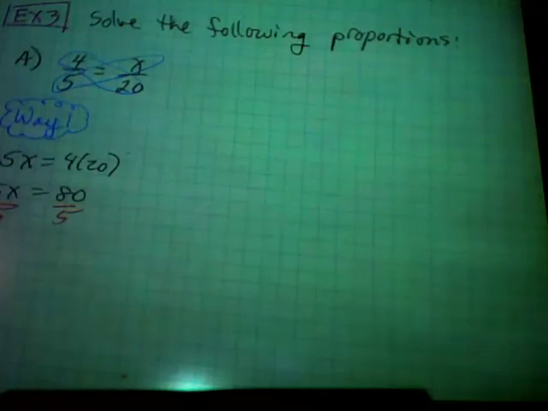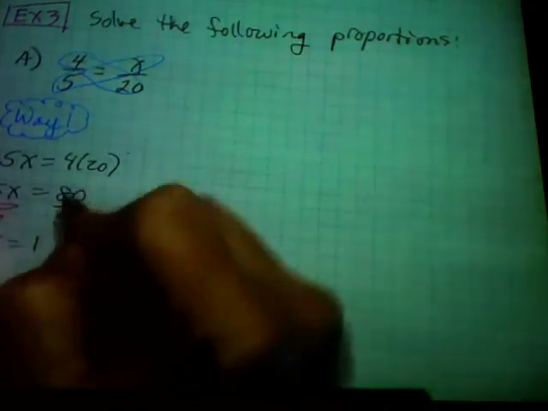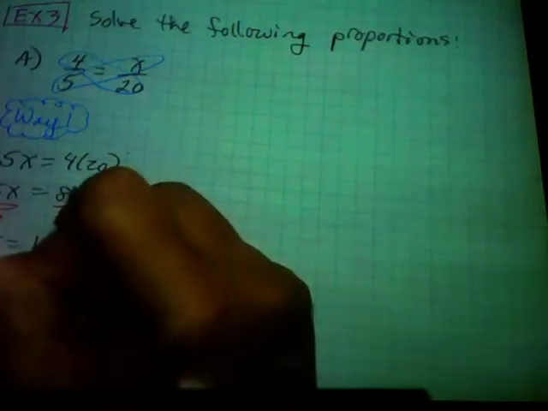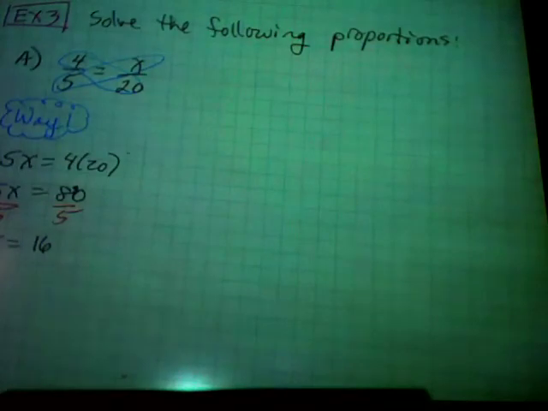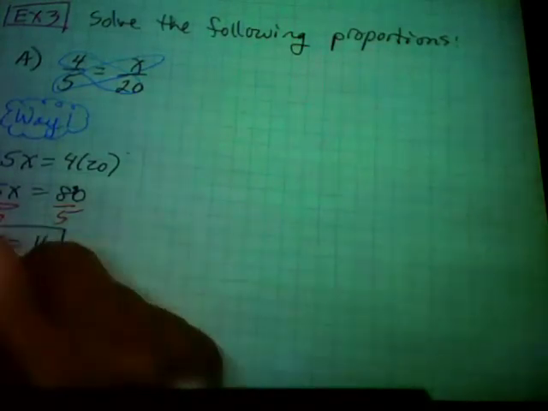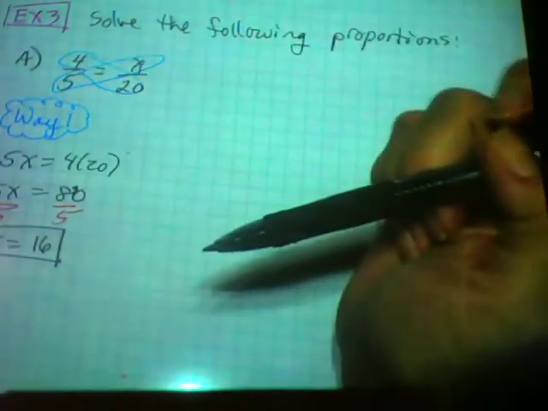Can you believe that for many of you that was hard in August? And now look at you. So 80 divided by 5 is 16. So the answer should be 16, right? Yep. And if you put 16 up here and reduce 16/20ths, you do get 4/5.